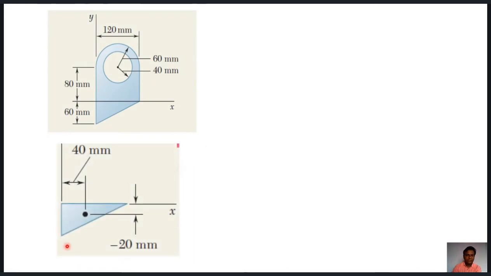The next area is a triangle in this case. Now we take this triangle. The area of this triangle is half into base into height. Here the base is 120 and the height is 60 millimeter, so half into 120 into 60. This is 3600 millimeter square.